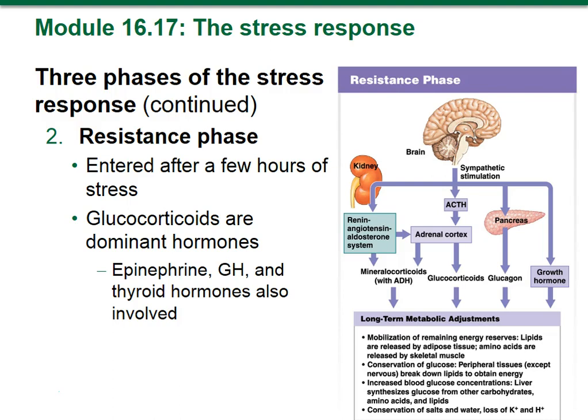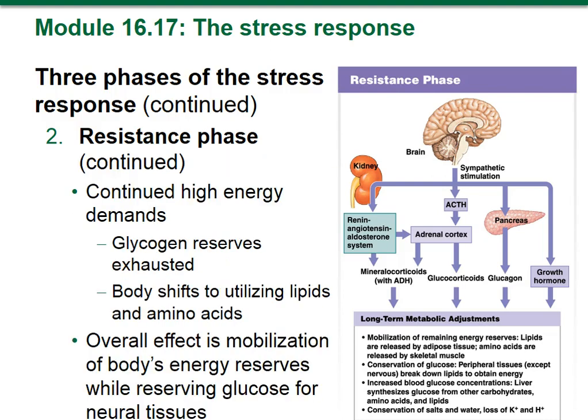Under the resistance phase, you're mobilizing remaining energy reserves. You're conserving glucose again. You're conserving salts and water, with loss of potassium and hydrogen ions. So your body may actually go into this phase where you retain more water.